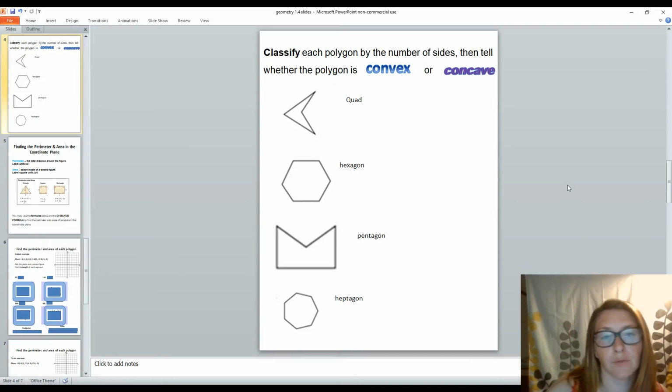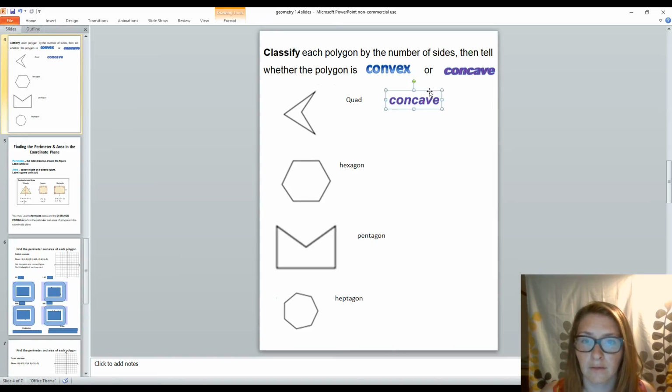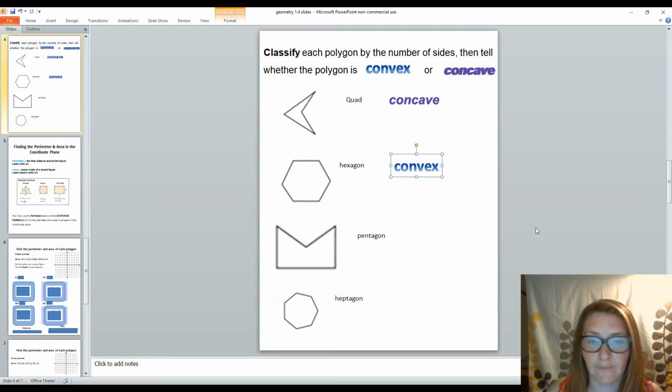The first one we can go through and highlight over, and notice when I get to this side right here, when I go over this side, what happens? Right, it goes through the polygon. So since it goes through the polygon, it is concave. All right, then we have our hexagon. So our hexagon that we already identified, if I go over my sides and elongate them, does it go through? Right, it does not go through, so we call this convex.